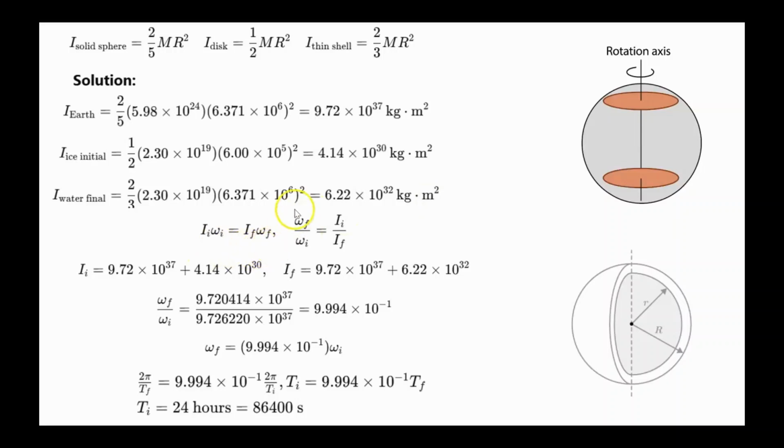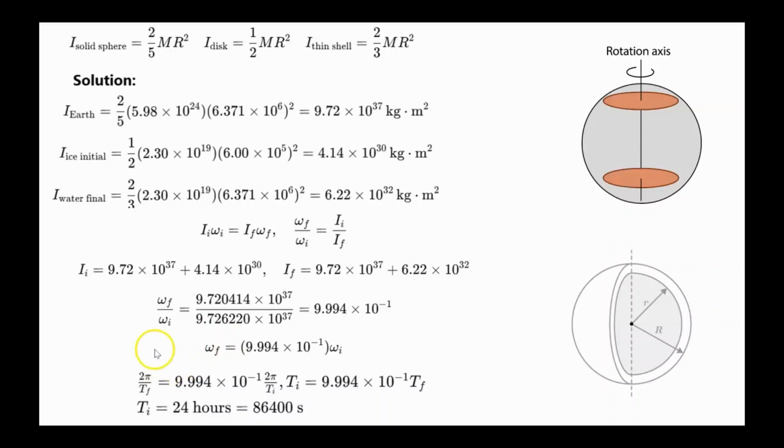Conservation of angular momentum tells us omega final over omega initial equals moment of inertia initial over moment of inertia final. Moment of inertia initial equals the moment of inertia of the Earth plus the moment of inertia of the ice disks. Moment of inertia final equals the moment of inertia of the Earth plus the moment of inertia of the spherical water shell. Plugging in the values, we find the final angular velocity is equal to 0.1 times the initial angular velocity. Angular velocity is defined to be 2 pi over T.